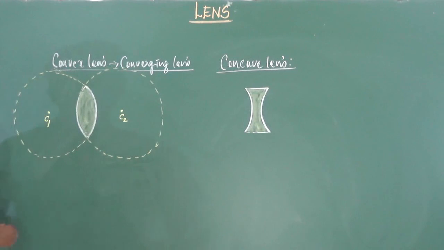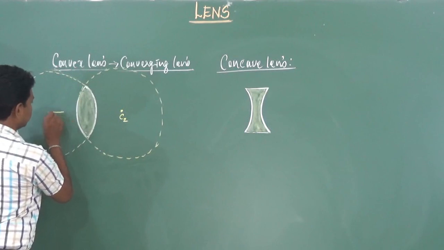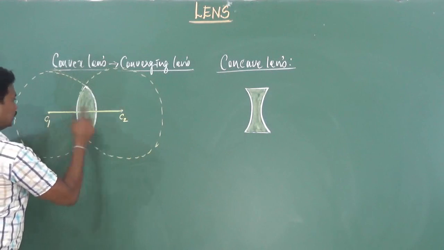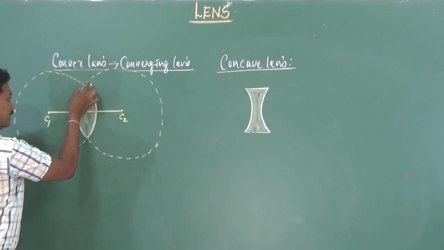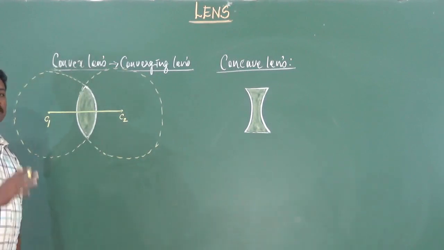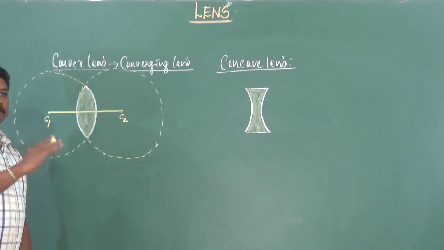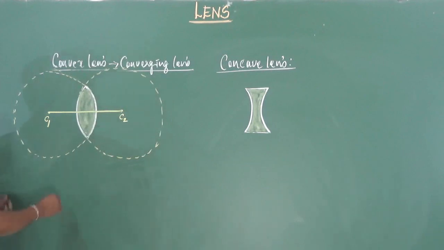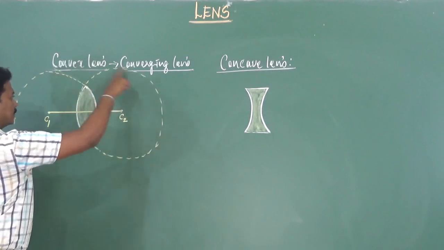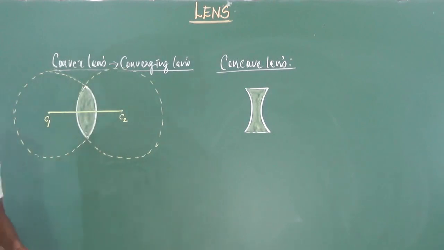The line joining the centers of two spherical surfaces, where the lens is a part of them, is called the principal axis. So what is the principal axis of a lens? Very simple. The principal axis is the line joining the centers of the two spherical surfaces where the lens is a part of it.